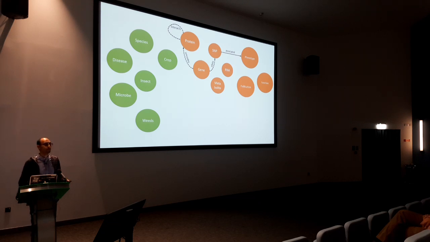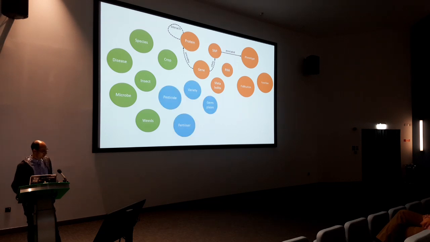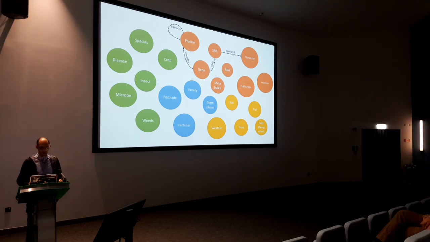There are lots of other bits of information that we currently don't capture, but we might in future, like fertilizer, pesticides, germplasms, varieties, and then all this area, like environmental data, soil, weather, time, trial, field management, is currently not captured in our knowledge graph either, but might be in the future.